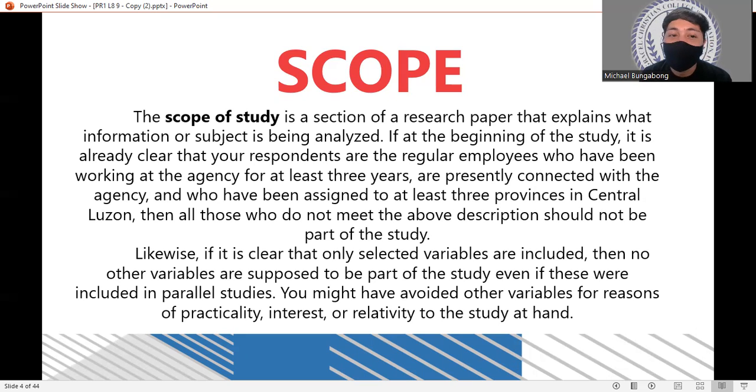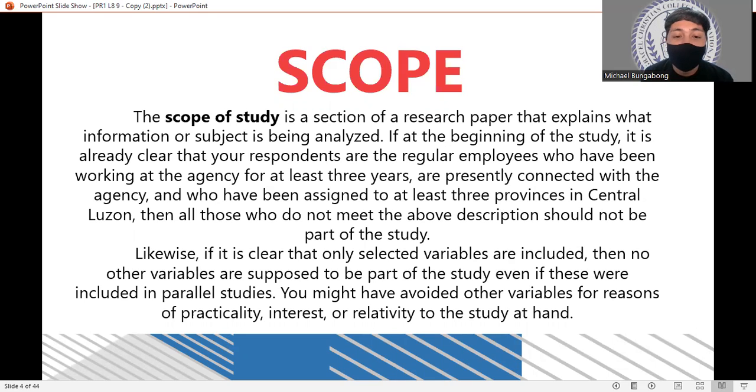Okay, so if at the beginning of the study it is already clear that your respondents are the regular employees who have been working in the agency for at least 3 years, are presently connected with the agency, and have been assigned to at least 3 provinces in Central Luzon, then all those who do not meet the above description should not be part of the study. So if you have something like that, the variables were mentioned there, especially the employees, which answered the question who, and also the question where, and what, okay?